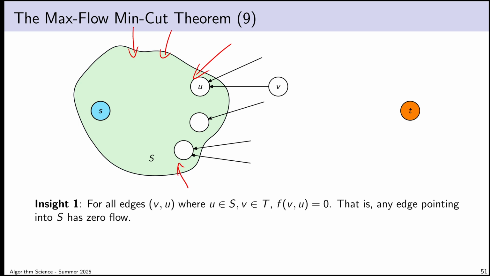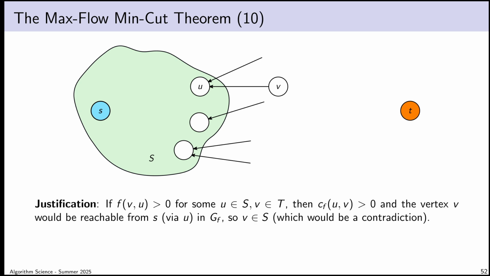So any edge pointing into my set S must have zero flow over the edge. This must be something like 0/10. Now that seems like a weird assertion to make out of nowhere, but once you think about it, it's pretty clear that it has to hold.